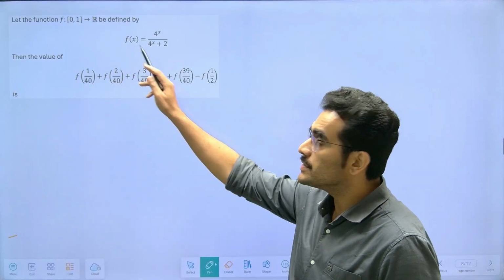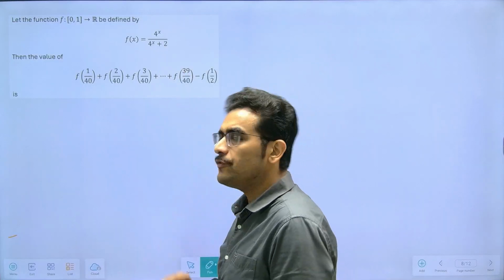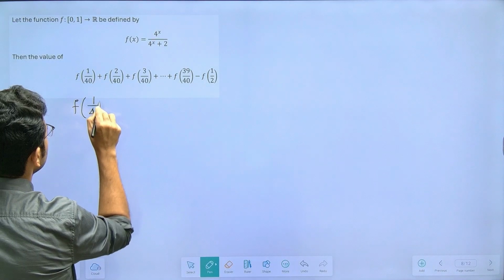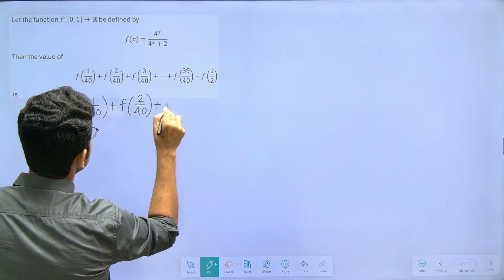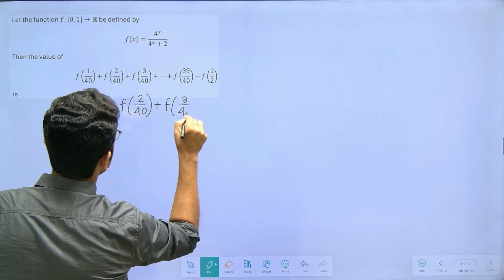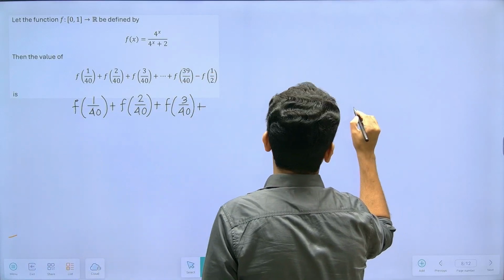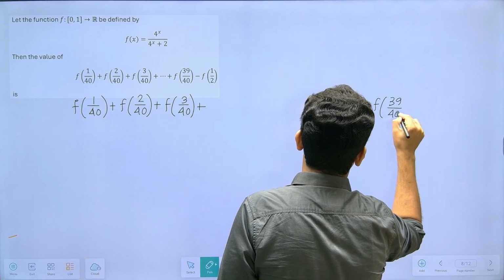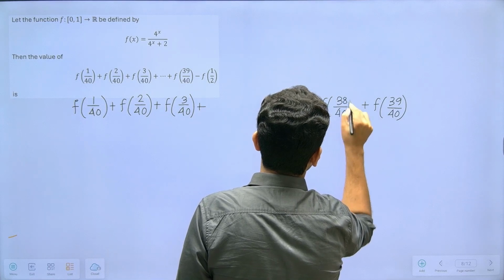Let the function f: [0, 1] → R be defined as f(x) = 4^x / (4^x + 2). Then the value of the series is given as f(1/40) + f(2/40) + f(3/40) + ... Finally, here we have f(39/40), and before that you will have f(38/40).